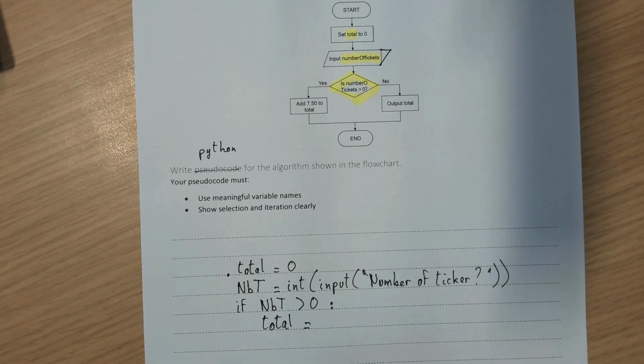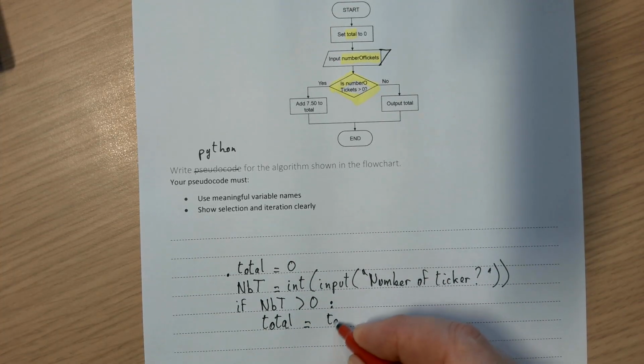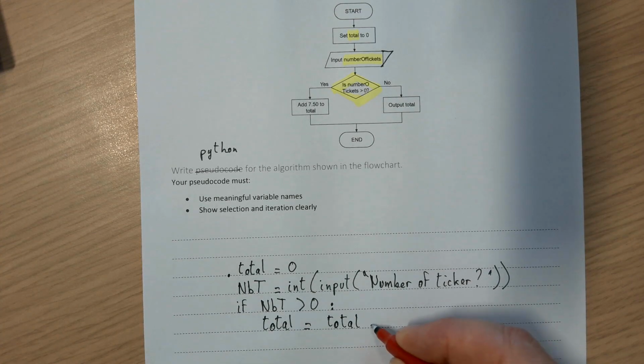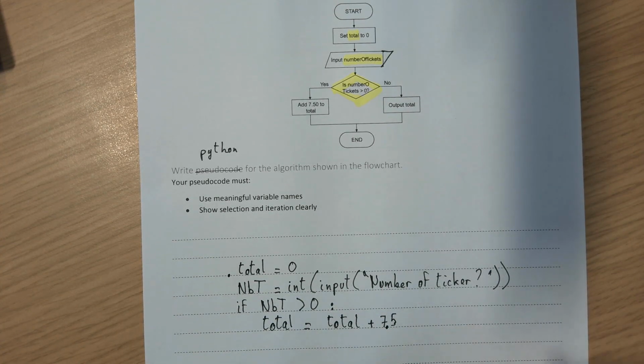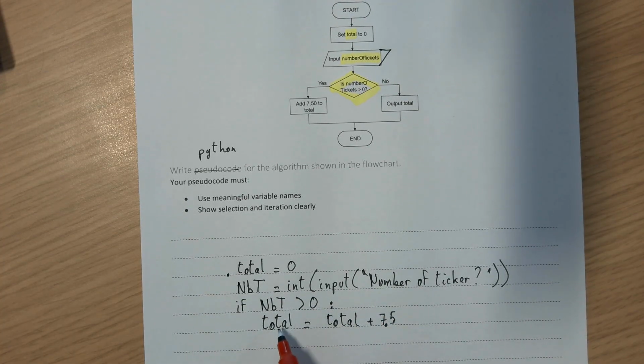So in computer science, we can write total equals total plus 7.5, because what truly happens is we take the value on the right and we store it in the variable on the left. In the process of taking the value on the right, we calculate that value. So we take the old total, add 7.5 to it, and store it inside the same variable, overwriting the old value for the new value.